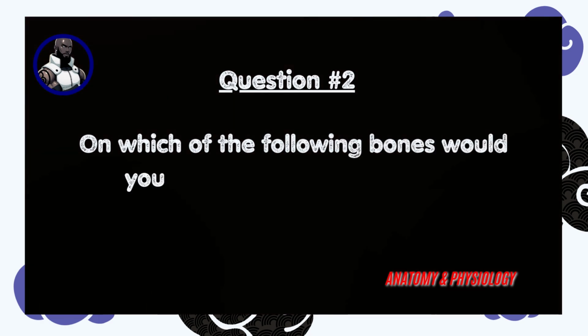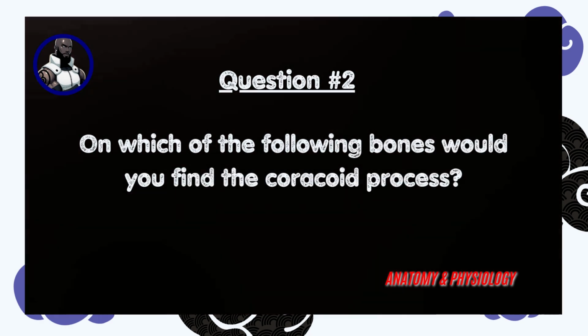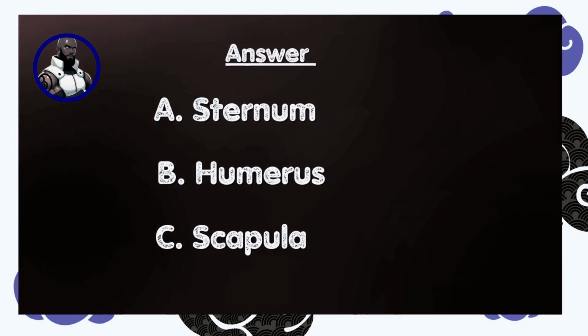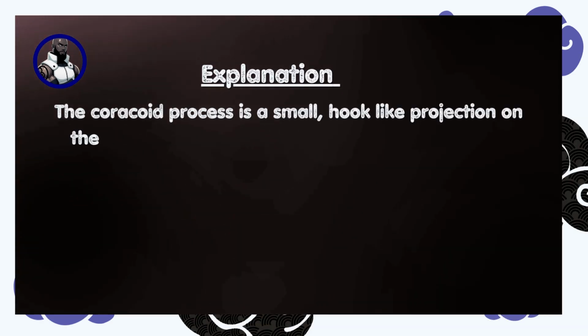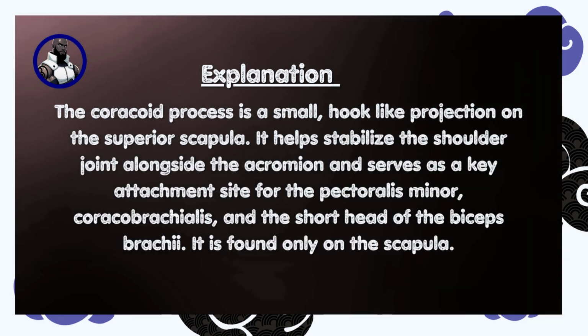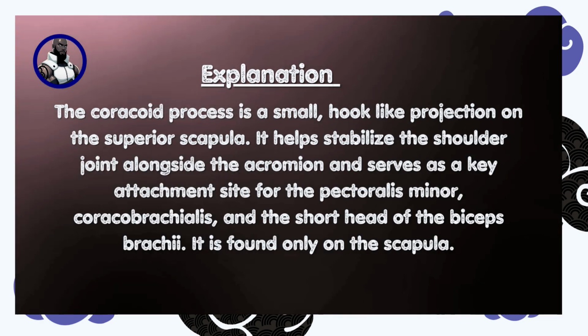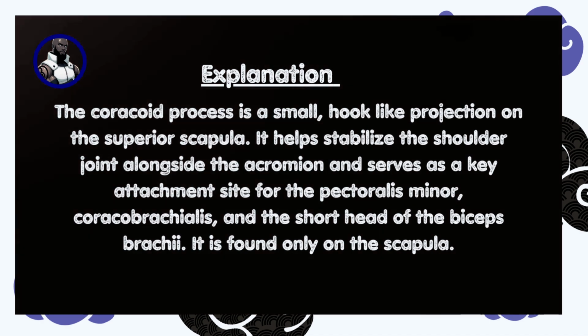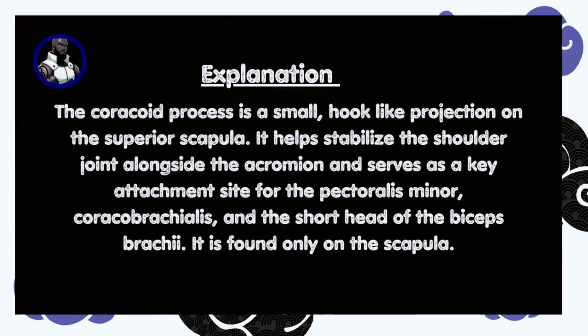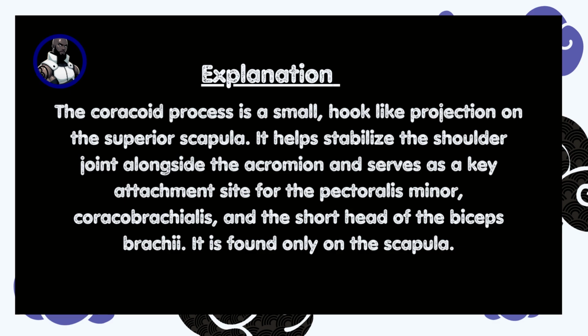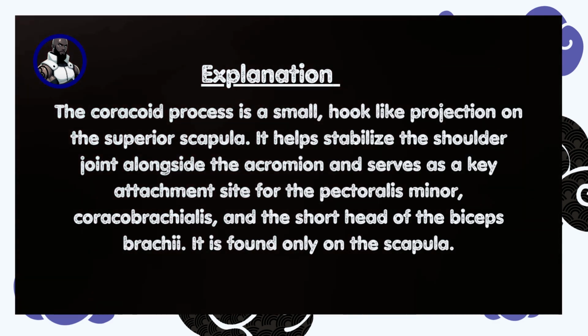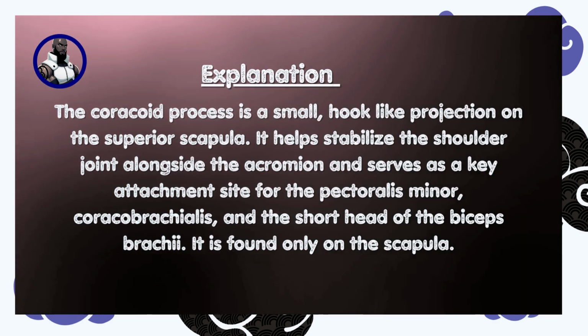Question number 2. On which of the following bones would you find the coracoid process? A. Sternum, B. Humerus, C. Scapula. The answer is C. Scapula. Explanation: The coracoid process is a small hook-like projection on the superior scapula. It helps stabilize the shoulder joint alongside the acromion, serves as a key attachment site for the pectoralis minor, the coracobrachialis, and the short head of the biceps brachii. It is found only on the scapula.